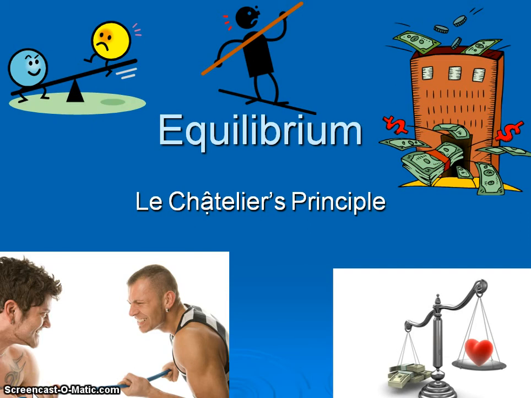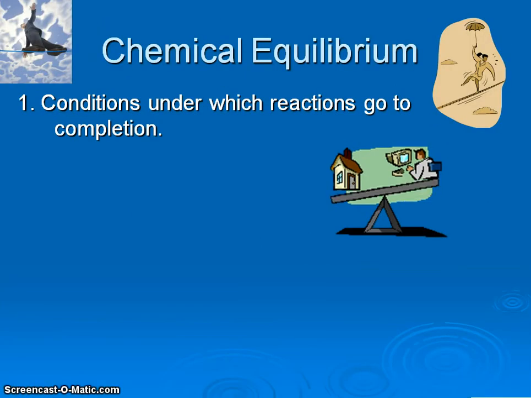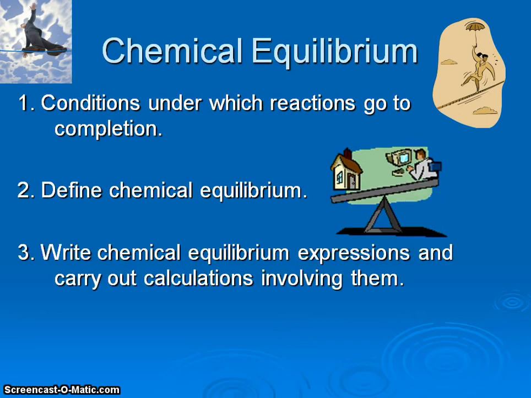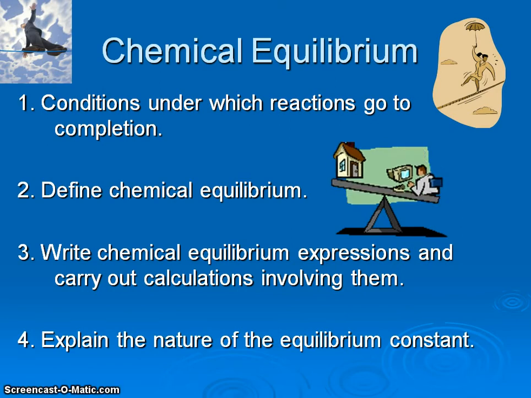Okay, equilibrium. We're at Le Chatelier's principle. Let's see what we can do. Chemical equilibriums are conditions under which reactions go to completion. We're going to define chemical equilibrium. We're going to write chemical equilibrium expressions and carry out calculations that involve them. We're going to explain the nature of equilibrium constants.